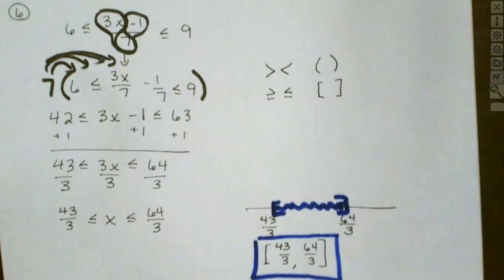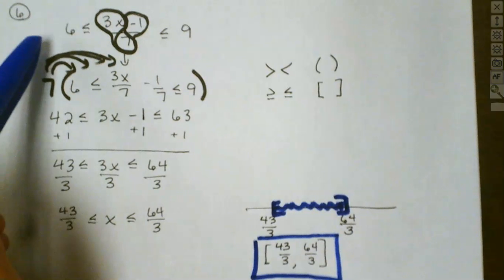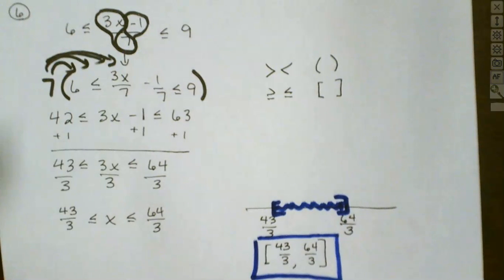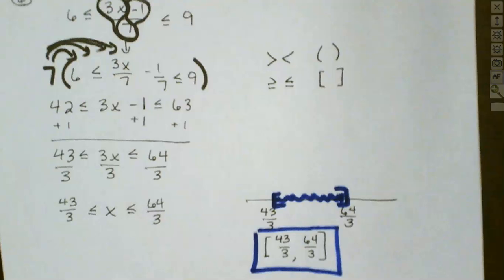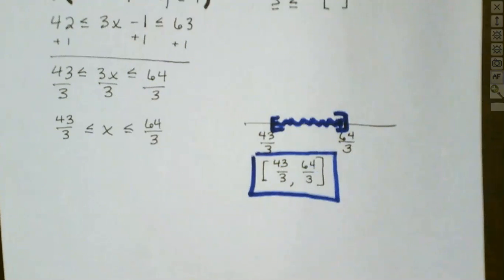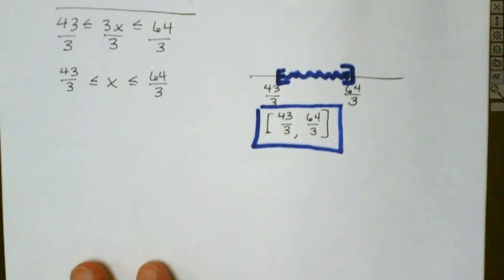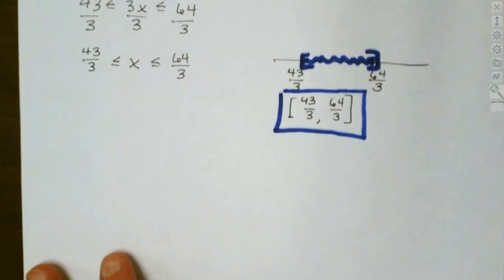Because students are likely to make a mistake at the very beginning if you multiply it all by 7. Sometimes they'll take that 1 and multiply it by 7 as well. You don't want to do that. So I split it all up, cleared the fractions, worked with it, and got my answer in interval notation.